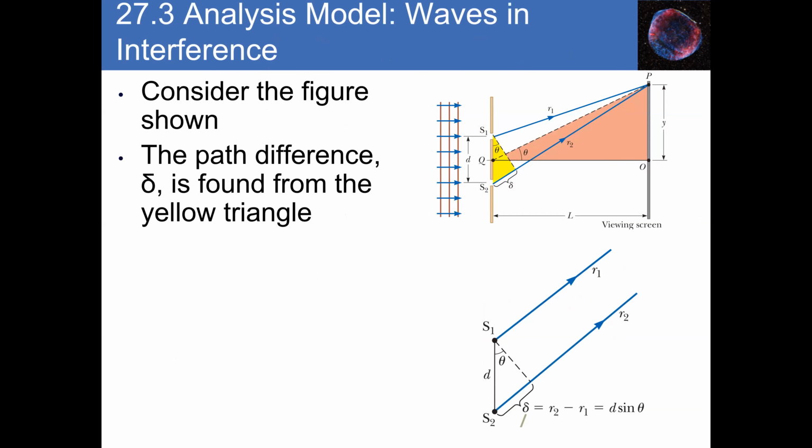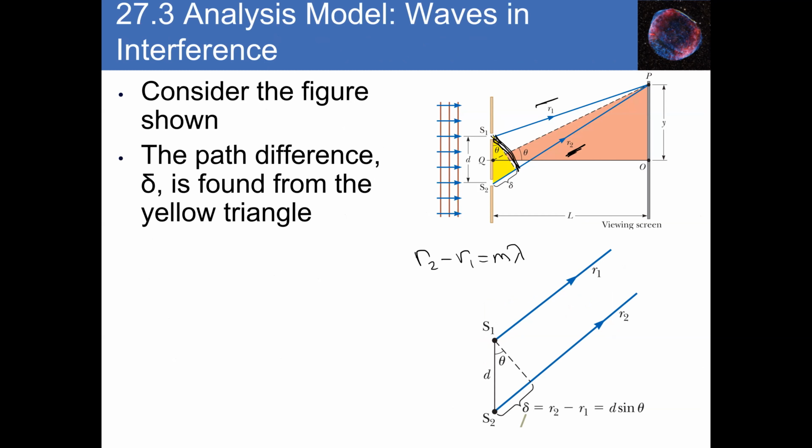So one thing we do here is use this mathematics. R2 minus R1 equals m times lambda. That was for the constructive case. So let's say what I want to do here is, this is R2, this is R1, and I draw this line over here.